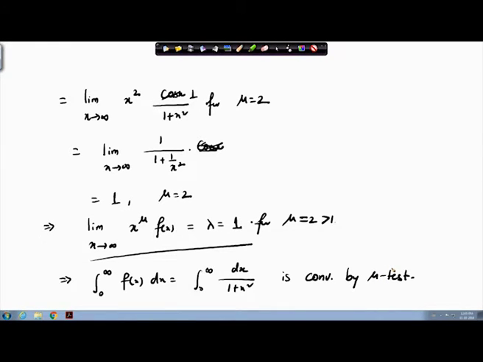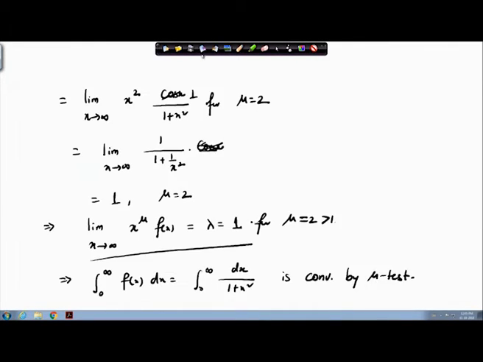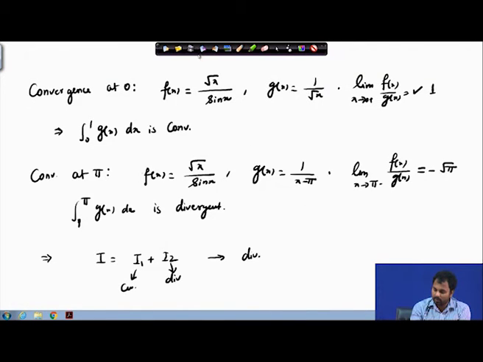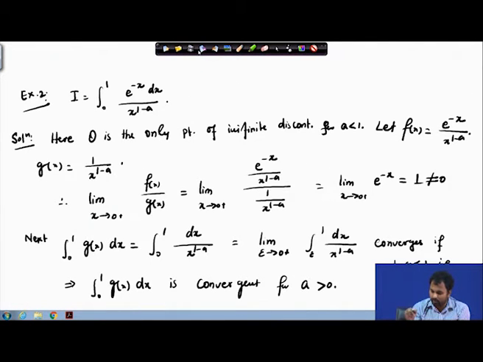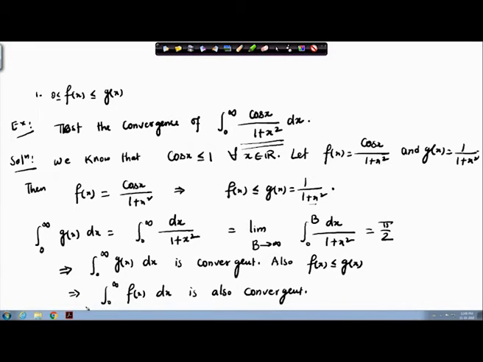Next we can see another example. Now we can go to a bit more complicated examples. Let us consider an example, and I would also like to point out that in the previous class we considered an example of this type, cos x by 1 plus x square.